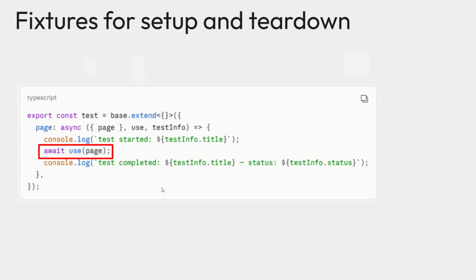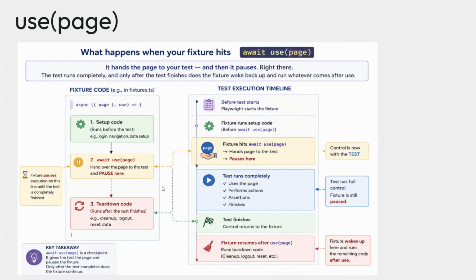Now let's see how it actually works. When your fixture hits await use(page), two things happen. It hands the page to your test, and then it pauses right over here. The test completes all its execution, and then again the fixture wakes up and starts the teardown.